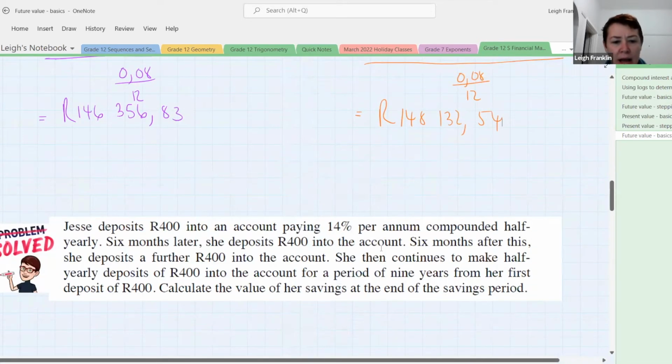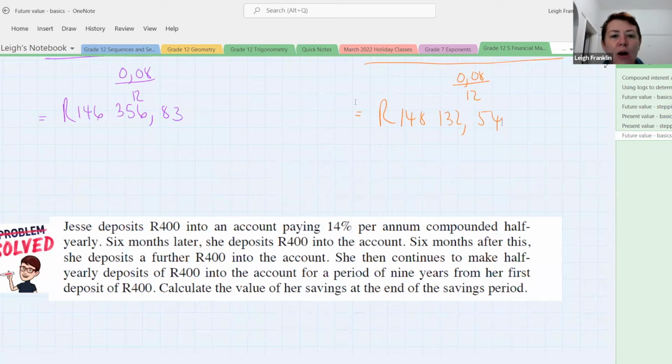Let's go on and have a look at how they can change the situation for us a little bit. Give us an emoji to see how we're all feeling so far.